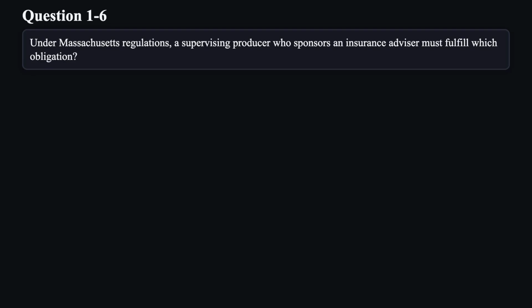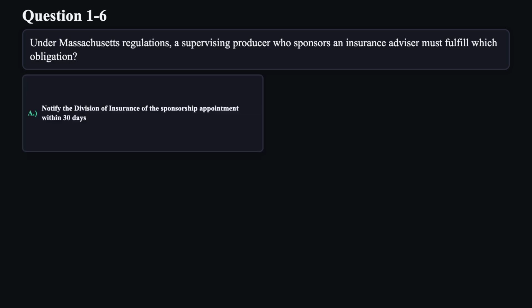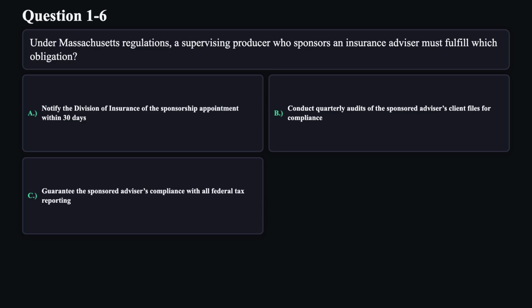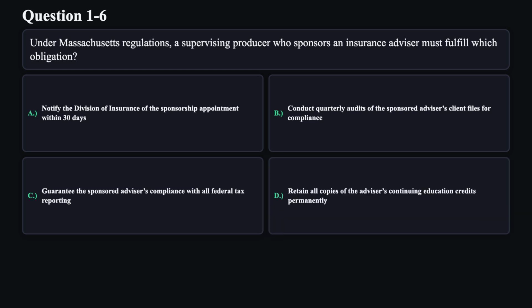Question 6. Under Massachusetts regulations, a supervising producer who sponsors an insurance advisor must fulfill which obligation? A. Notify the Division of Insurance of the sponsorship appointment within 30 days. B. Conduct quarterly audits of the sponsored advisor's client files for compliance. C. Guarantee the sponsored advisor's compliance with all federal tax reporting. D. Retain all copies of the advisor's continuing education credits permanently.